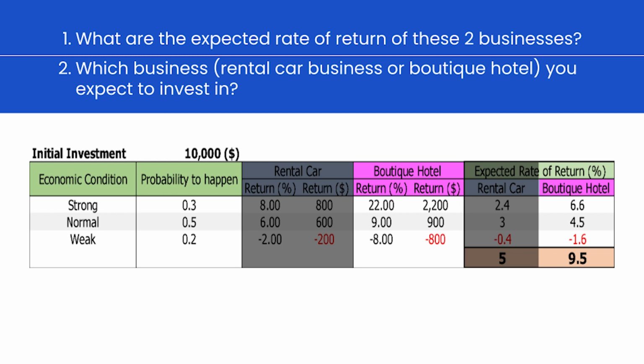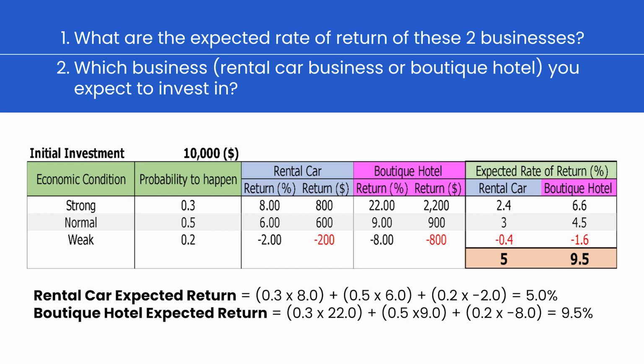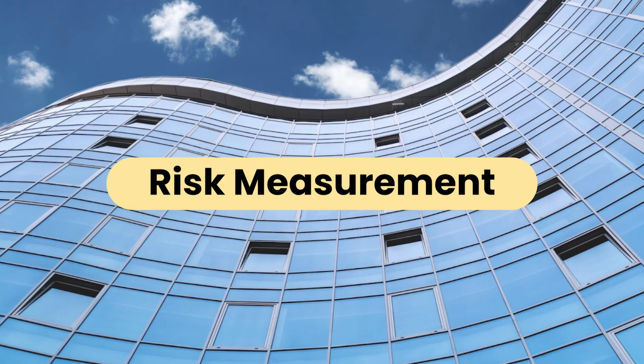Again, in the case of the boutique hotel, you can repeat the same process as I calculated for the rental car. You then get the expected rate of return of the boutique hotel at 9.5%. At this stage, you have the concepts. I expect it is crystal clear how you can calculate the expected rate of return of the business that you expect to invest in. On this page, I showed you how to calculate the expected rate of return of both the rental car business and the boutique hotel business. At this point, we will continue with risk measurement.